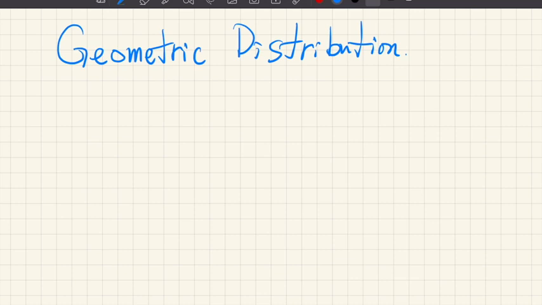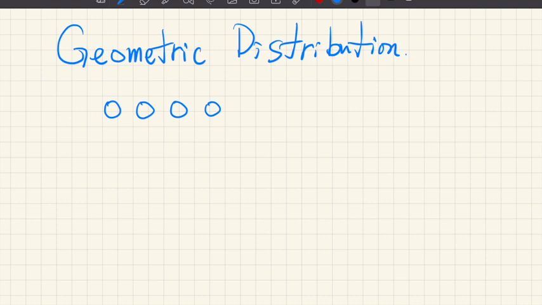Next, we discuss geometric distribution. In binomial distribution, we didn't care about a particular sequence of coin flips, right? Heads or tails. We were only concerned about the number of heads. But in geometric distribution, we do care about the sequence. Namely, if we flip a coin until we have a head.